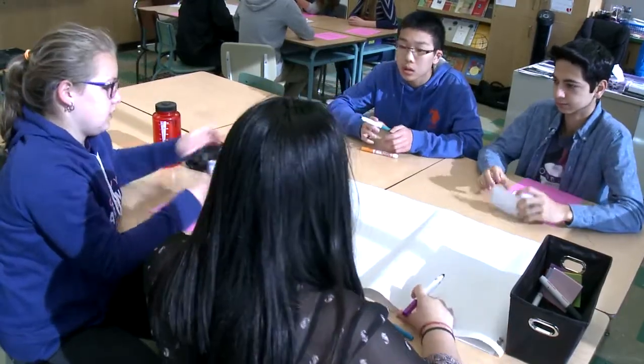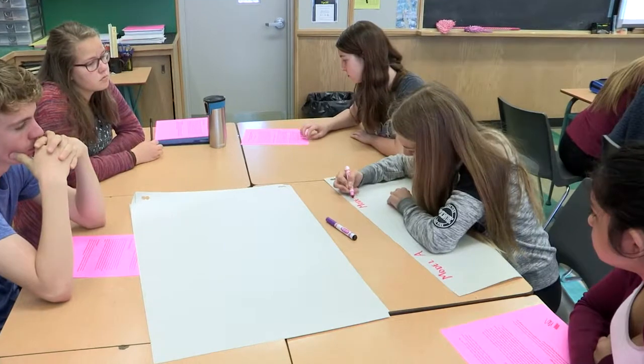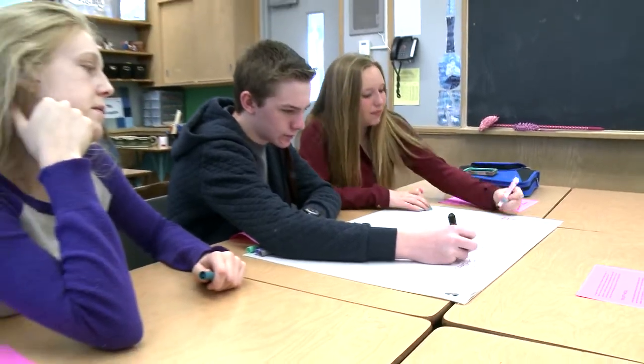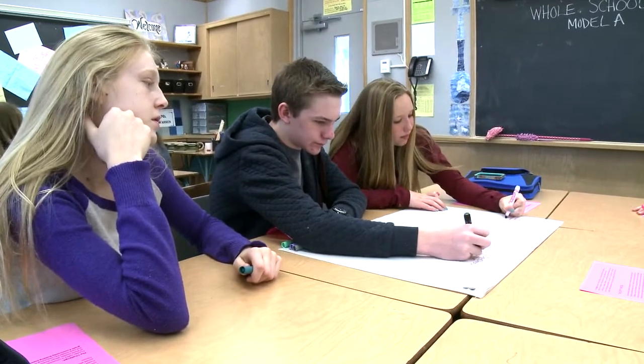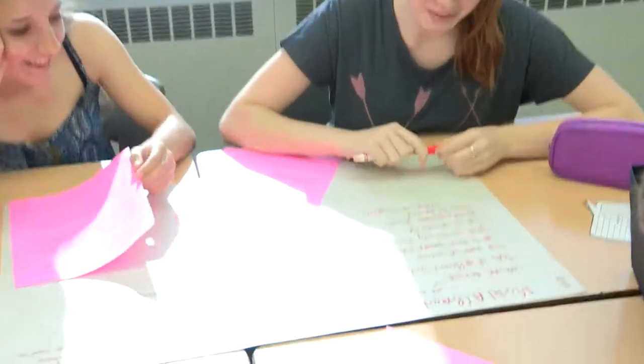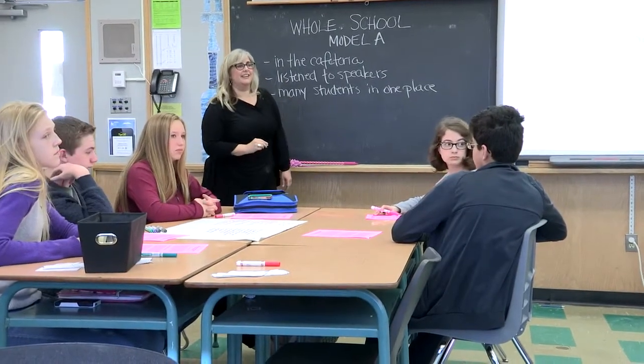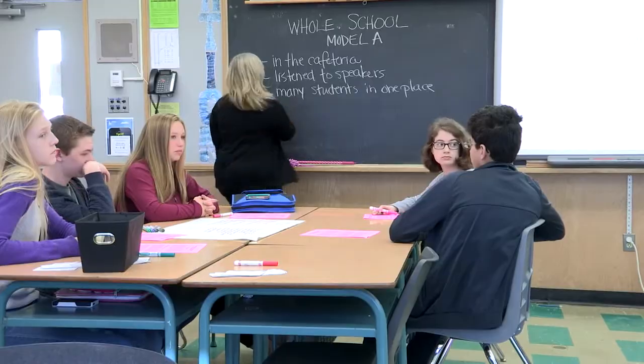We don't want to like or dislike one model over the other, so we're going to try to describe it using non-biased language. And I want to start with some ideas from model A, whole school. Tell me one thing that a whole school model for icebreakers looks like. Yes? Well, a lot of the conversations were very shallow. When we were doing the icebreakers in the cafeteria, it was very basic information we were telling each other.